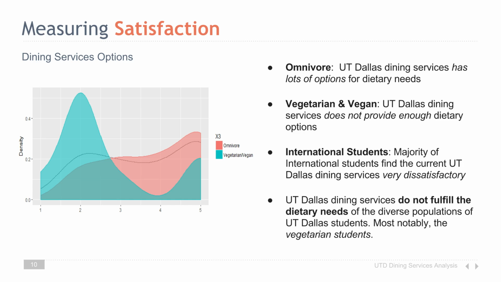So in this slide, what we're showing you is the amount of dining services options that omnivores have and vegetarians have. You can tell the big spike in blue shows that vegetarians and vegans feel like they do not have a lot of options. They disagree with the fact that there are a lot of options, while omnivores tend to agree that there are a lot of options. Not pictured here is the international student population, which we use to kind of format our research. And we found out that they are actually very dissatisfied with the UT Dallas dining services. The general conclusion here is that the UT Dallas dining services do not fulfill the dietary needs of the most diverse populations of UT Dallas students, specifically vegetarian students.